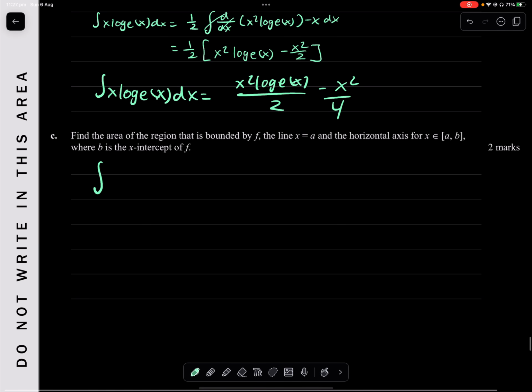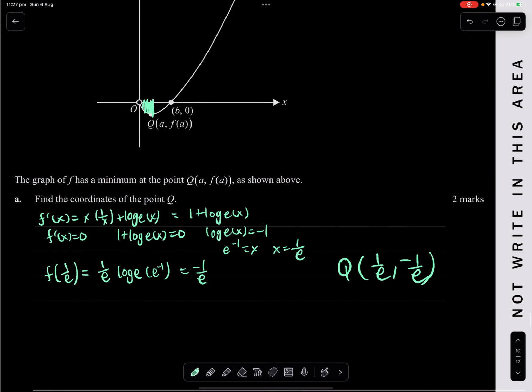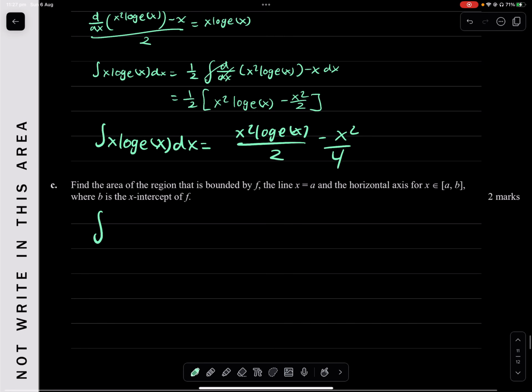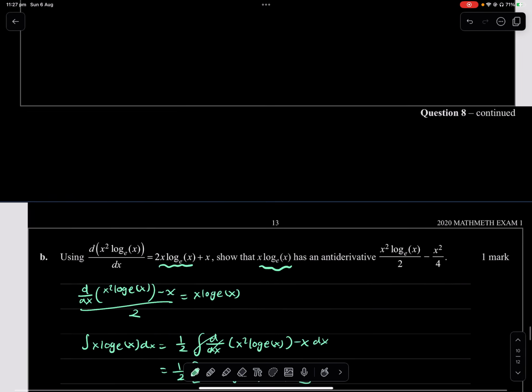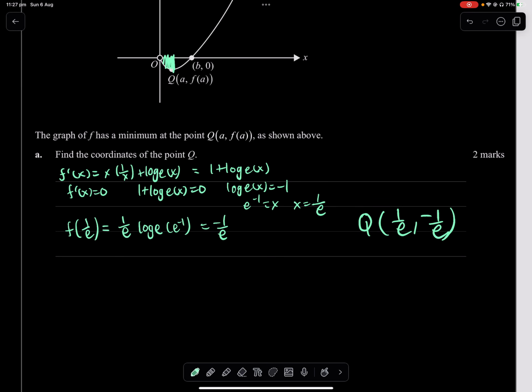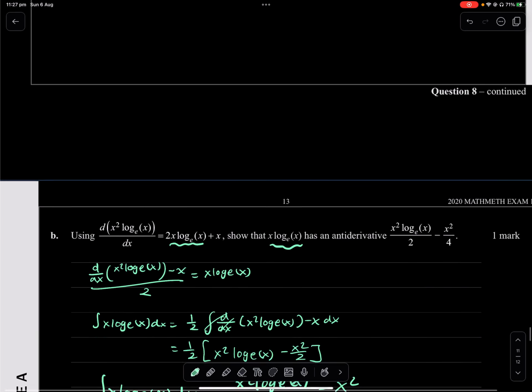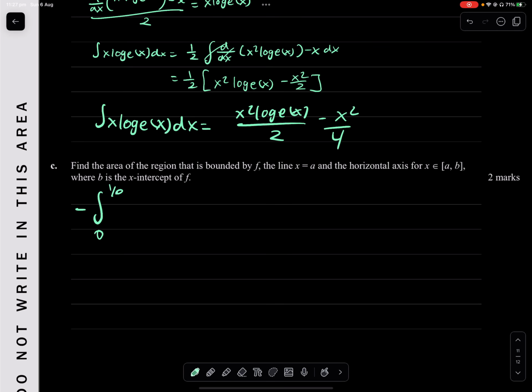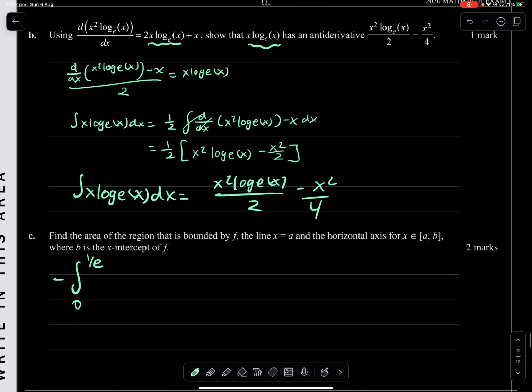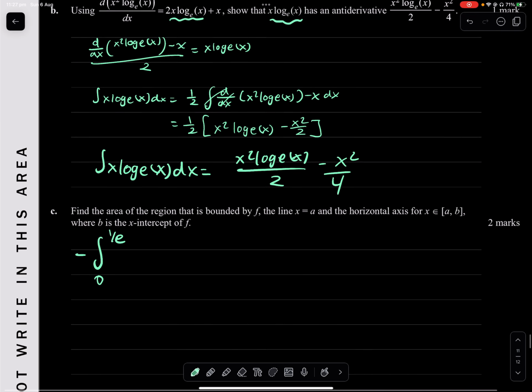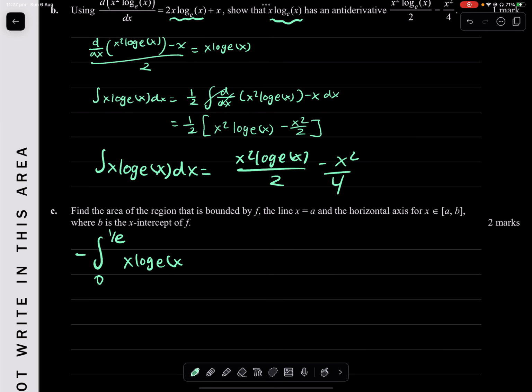So what we're saying is we want to find the integral from 0 to a. We want to put a negative because it's negative area. Our a value is our maximum, which we found over here, which is 1 over e. So the integral from 0 to 1 over e of the function f of x, which was x log e of x dx. Now that's easy, because we already know what the integral of x log e x is. It's this one over here.